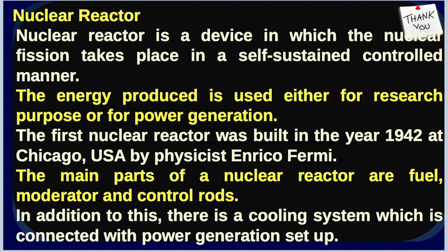As far as the main parts of a nuclear reactor are concerned, obviously there is fuel and a moderator, to control or moderate this reaction, and control rods. In addition to this, there will be a cooling system and a connected power generation setup. So these are some basic parts of the nuclear reactor.